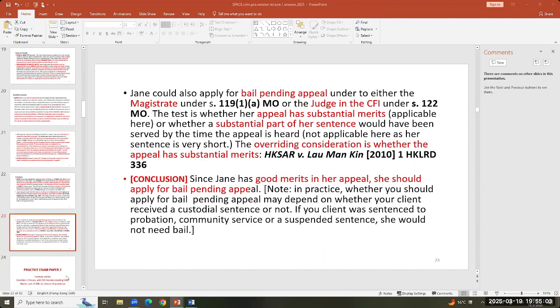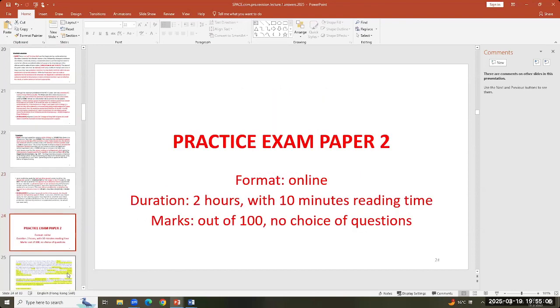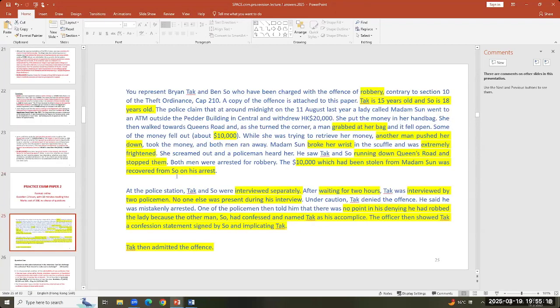Okay. So let's move on to paper 2. This is the resit in 2020. So it is still 2 hours, 10 minutes, which is not your scenario. So here you represent Brian Tack and Ben So, charged with robbery, contrary to section 10. Tack is 15, So is 18. So I've highlighted that. Of course, their age is irrelevant.